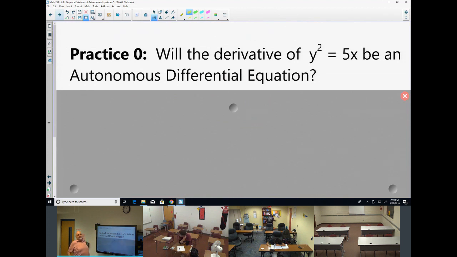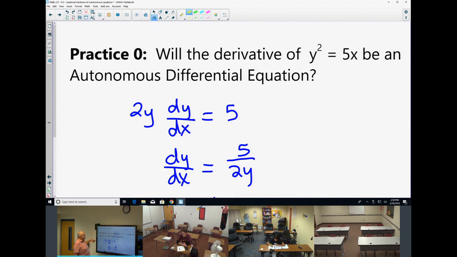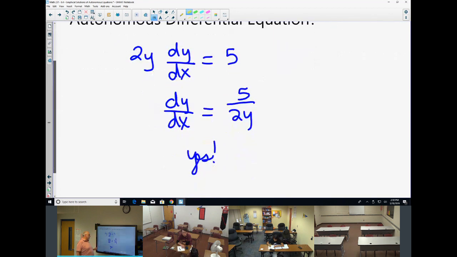All right, so Jada, what do you think? Yes or no? Yes. You are correct. So when we take the derivative of y squared, it's 2y dy/dx. And then the derivative of 5x is just 5. And see, then when we solve for dy/dx, there's no x's here. So it's an equation just in y, so the answer is yes. All right. Any questions on that?